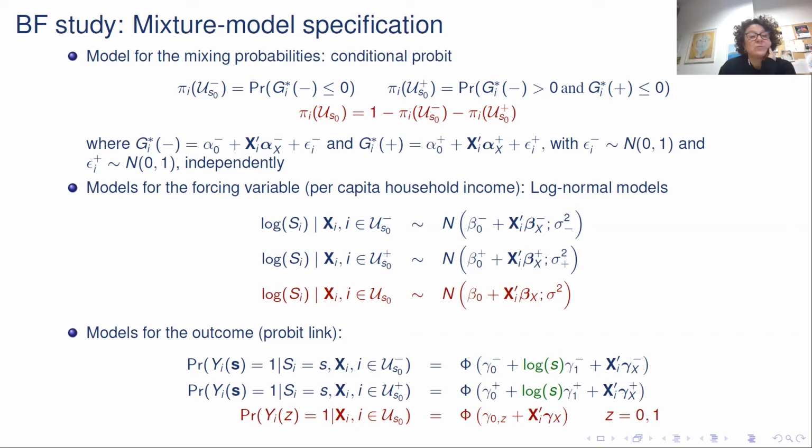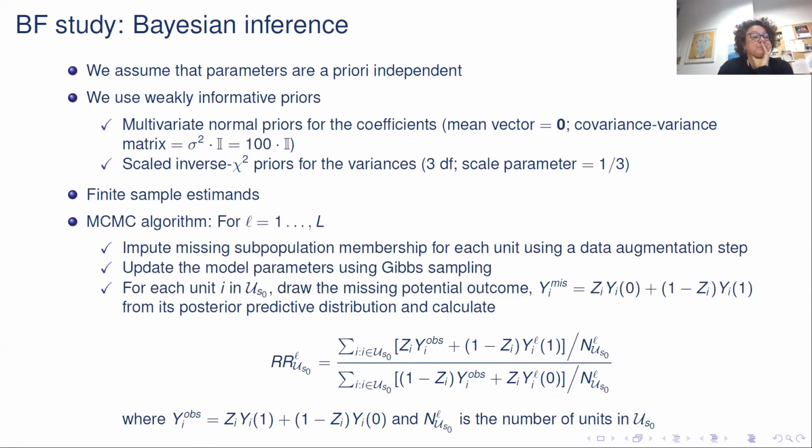Here are some details of the model specification that we used, namely, conditional probit models for the mixing probabilities, log normal models for the per capita household income, and probit models with different coefficients and specifications depending on which of the three subpopulations we focus on for the outcome. Okay.